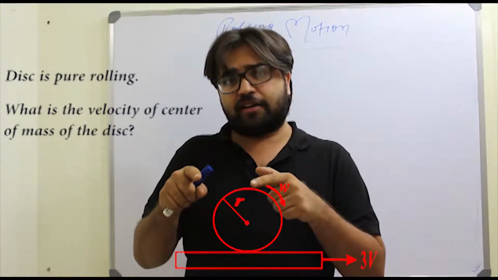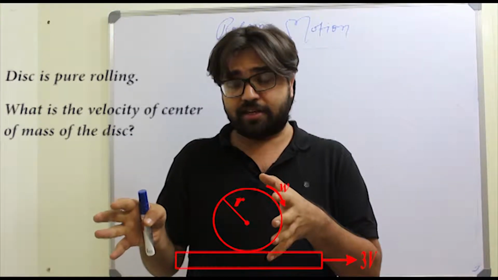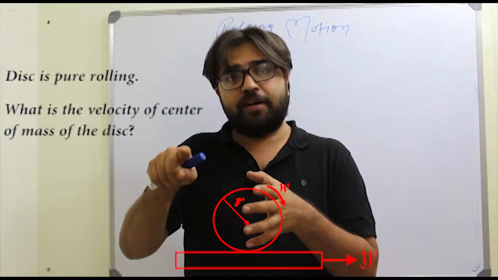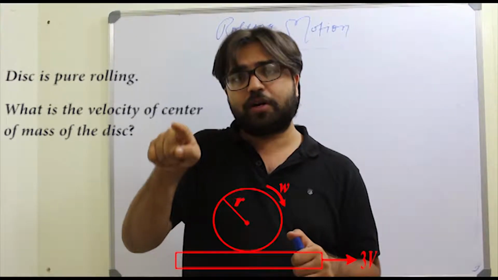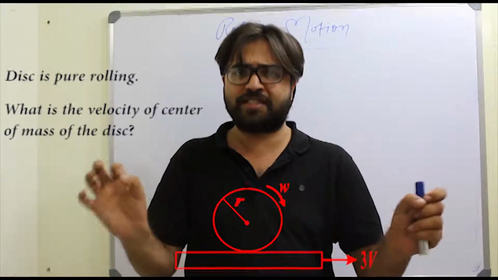It is given that there is a disc kept on a plank, and the disc is purely rolling, as it's given in the problem. The angular speed of the disc is given, and the translational speed of the plank is given. The question is: what is the speed of the center of mass of this disc? What is the velocity of the center of mass of this disc?